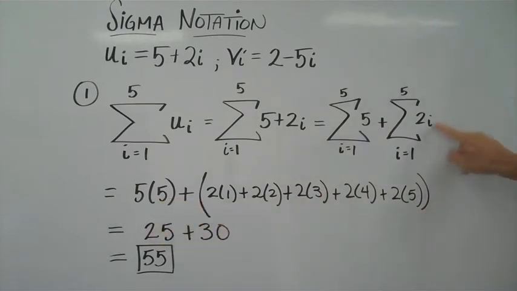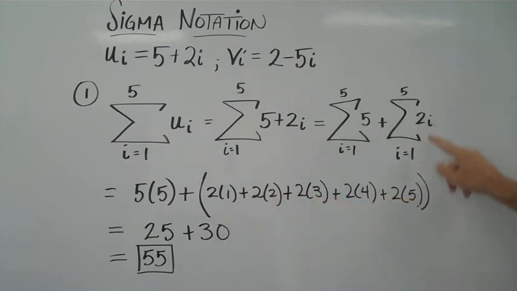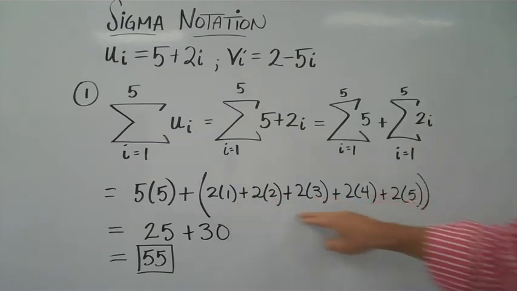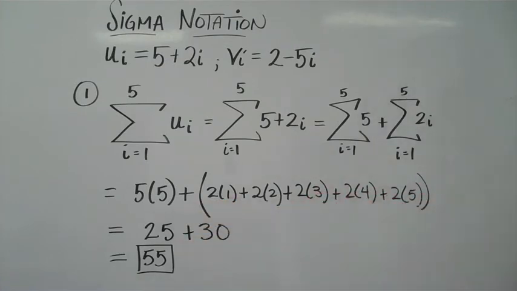Well, here I have to plug in 1, then 2, then 3, then 4, all the way up to 5. So I plugged in 1, 2, 3, 4, and 5, and I multiplied by the 2. This sum is 30, plus the 25 gives you 55.